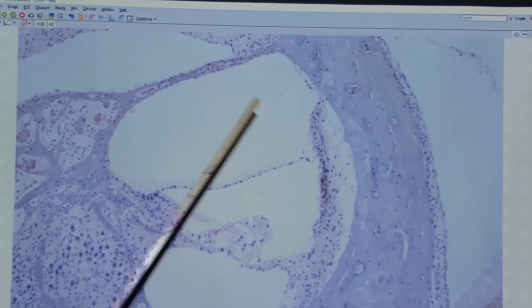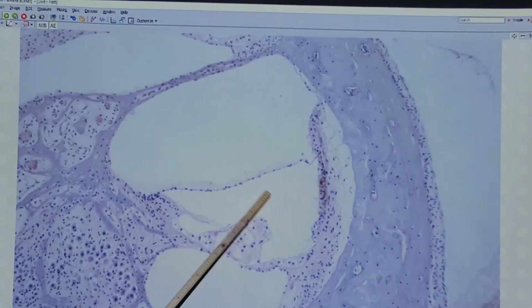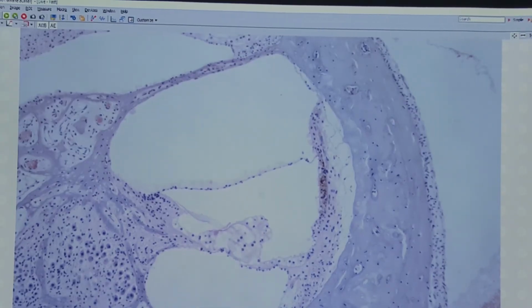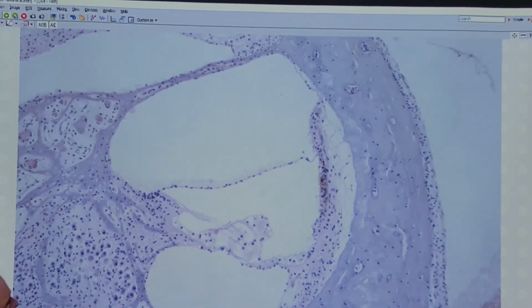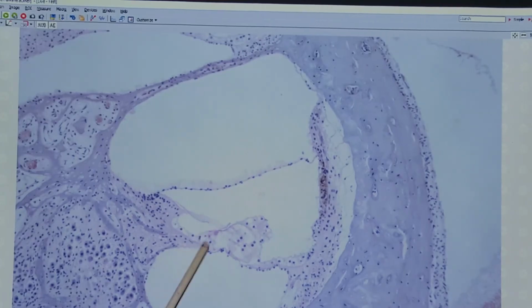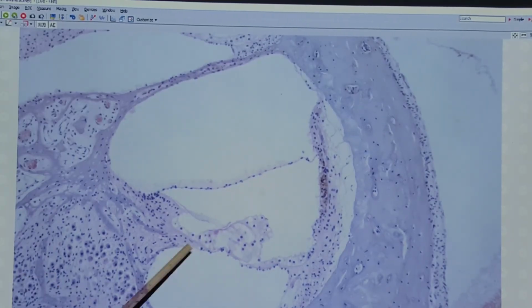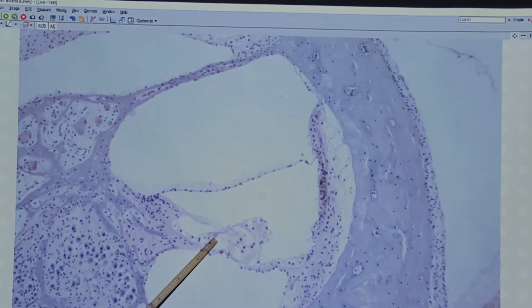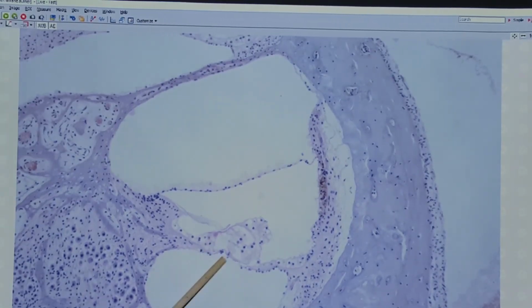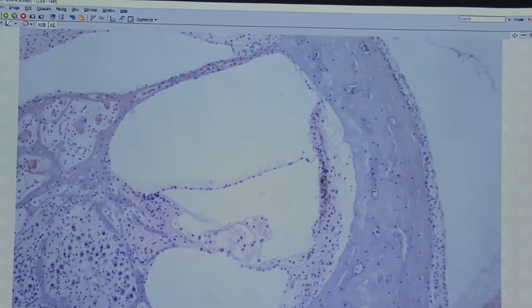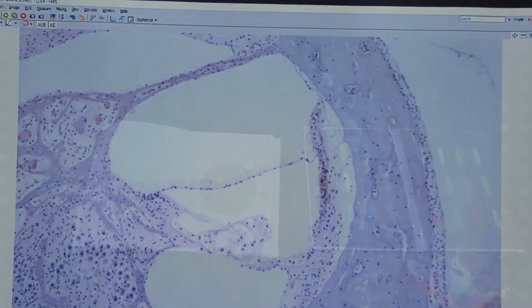For lab, scala vestibuli, cochlear duct, scala tympani. Vestibular membrane, tectorial membrane, basilar membrane, hair cells, the cells here, and the structure, the spiral organ or the organ of Corti.